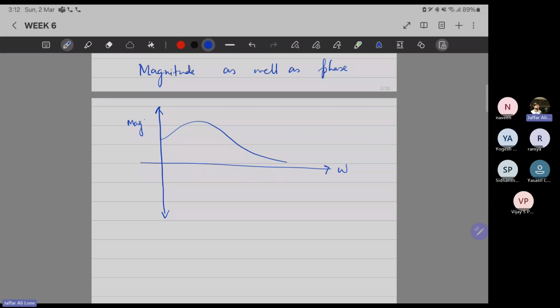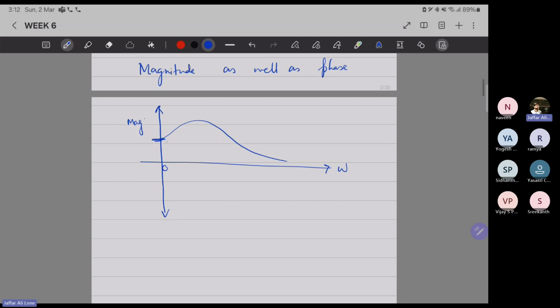I'm just plotting it approximately. This is how my magnitude varies with respect to omega. And if you see, when my omega is zero, I have some magnitude here, right? It's called DC gain because there is no frequency. So when there is no frequency, the value of magnitude at that time is called DC gain.